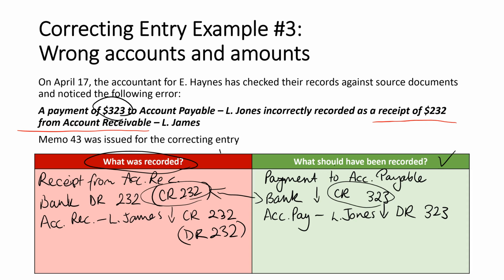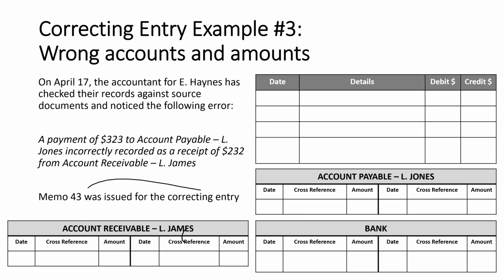So in order to do that, what I would do is I would say I'm going to take the $232 from here, and I'm going to add the $323. So overall, bank needs to decrease by $555. So let's go over and have a look at how we actually record this.